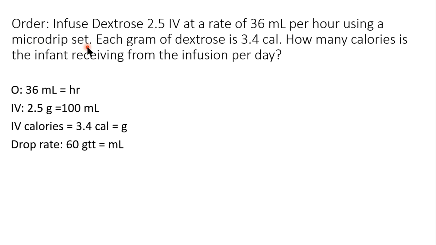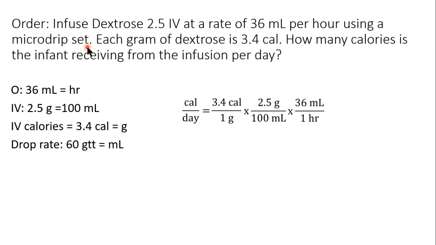We want to find calories per day. So we put calories on top. So 3.4 calories per gram times 2.5 grams per 100 milliliters. We have to give 36 milliliters per hour. There are 24 hours in a day. So we cross out the grams, the milliliters, and the hours. We multiply and divide, which gives us 73 calories per day.